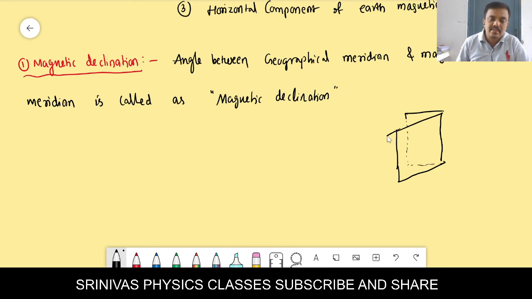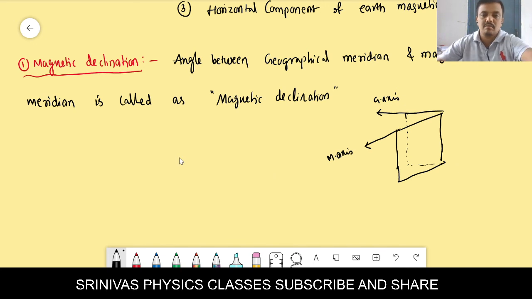We take this as the magnetic axis, and this plane is said to be the magnetic meridian. One more plane I am taking: this is the geographical axis, and this is the geographical meridian plane. You can open the book like this, and when you open the book, you get two planes.